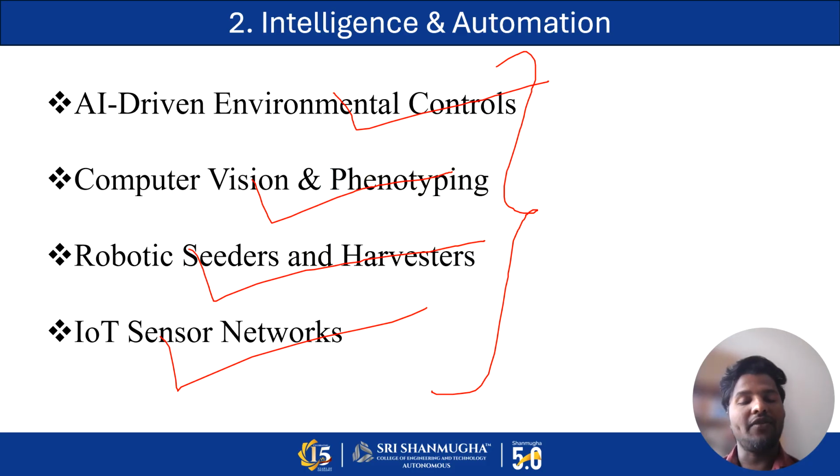So the final one is the IoT sensor networks. These are the nervous system of the farm, because there are a lot of sensors available, like temperature sensors, moisture sensors, and humidity sensors. These sensors provide 24/7 visibility into EC and pH levels. EC means electrical conductivity. So this ensures the nutrient solution is perfectly balanced at all times.